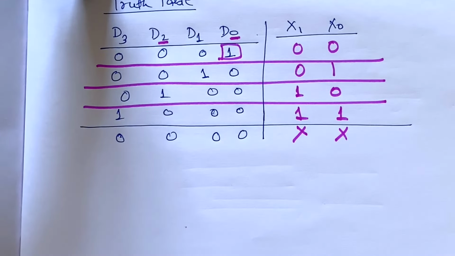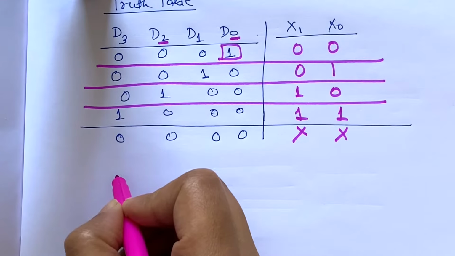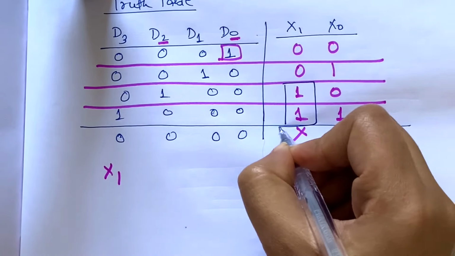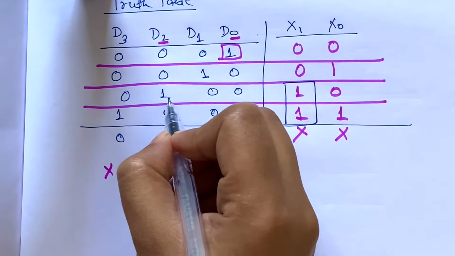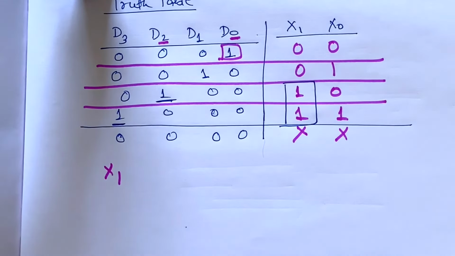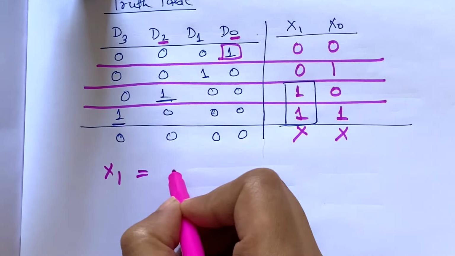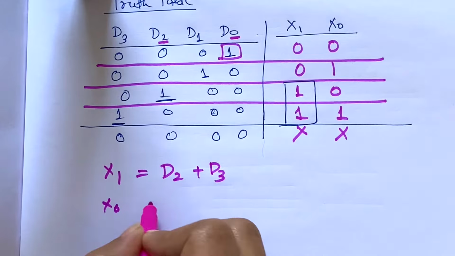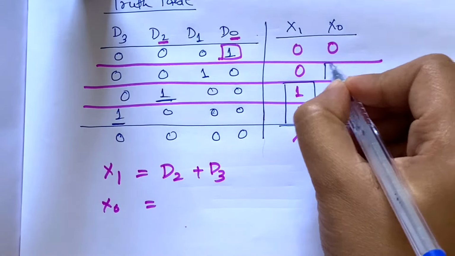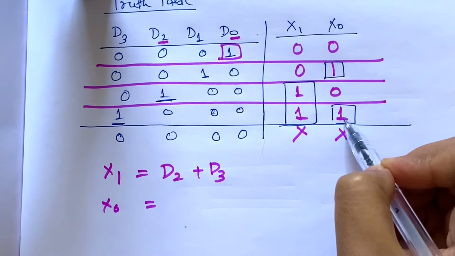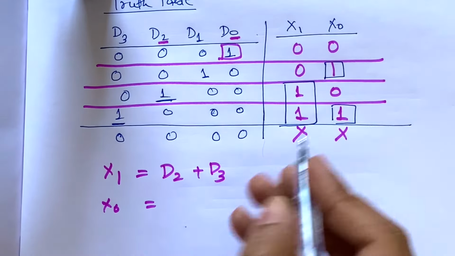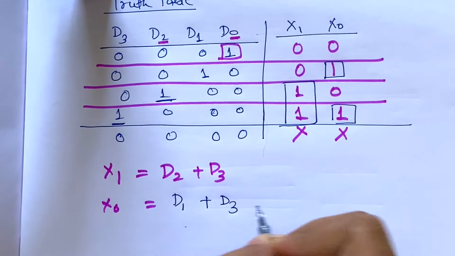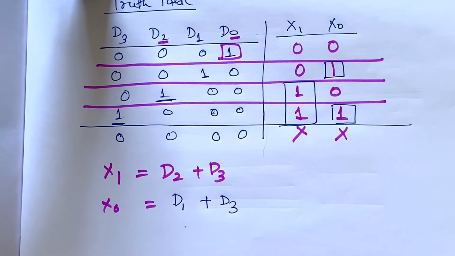Now let's look at the Boolean algebra for x1 and x0. Let's say for x1, we can see when its value is high, that is when its value is 1. So x1 is 1 when the value of d2 or d3 is 1. Okay, so we can write it as d2 plus d3. Similarly for x0, we can see when it is 1. So when it is high, so these are the two positions where it is high. So when d1 is high plus when d3 is high. So d1 plus d3. So this is the Boolean expression for x1 and x0.